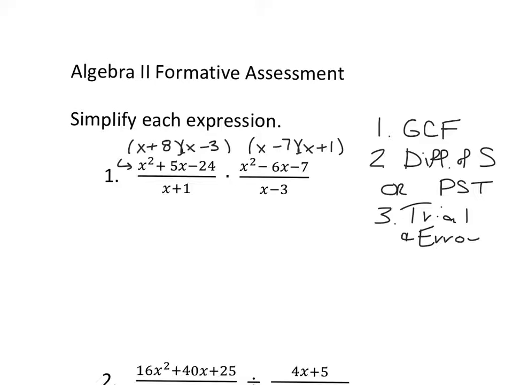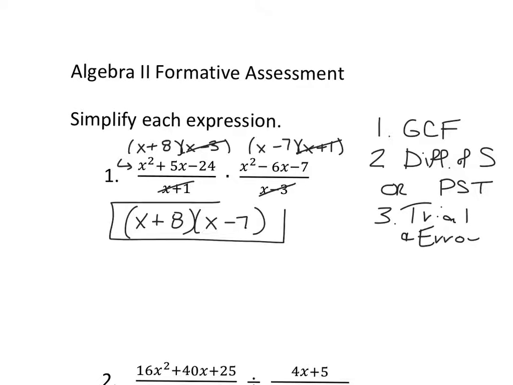So now I can simplify and cross cancel. The x minus 3's would cancel. The x plus 1's would cancel. My final answer is x plus 8 times x minus 7. No need to multiply those together. Just leave it in factored form. This is an acceptable answer.